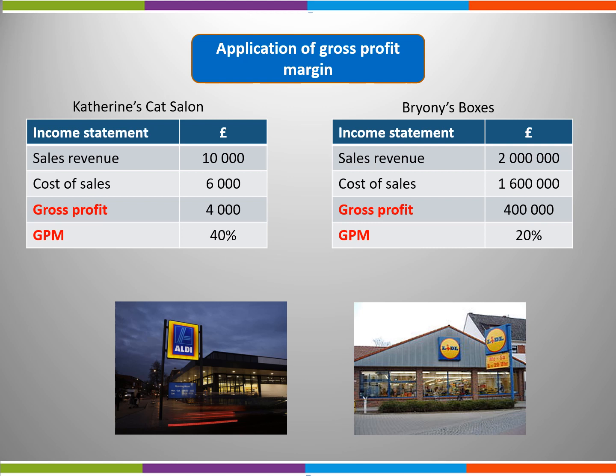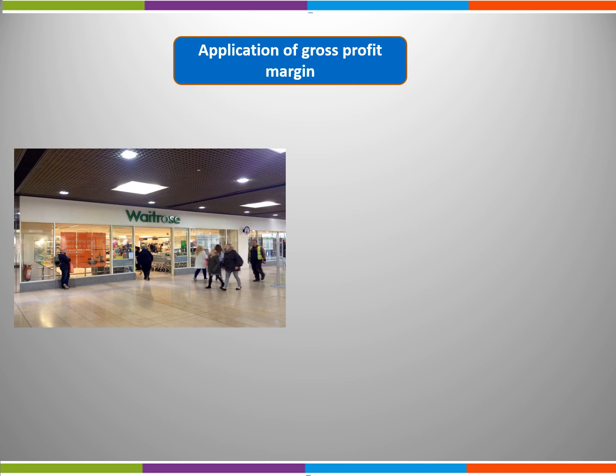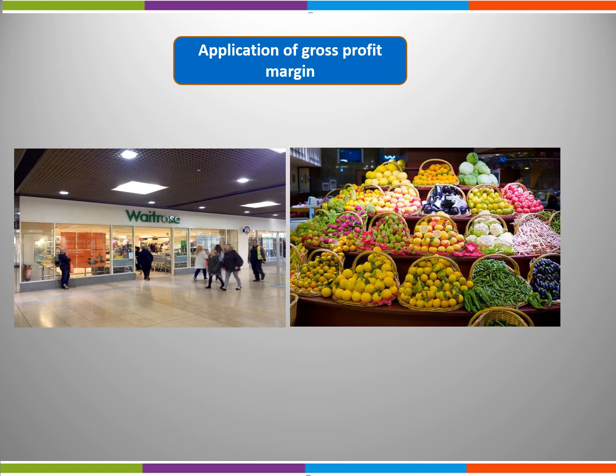Supermarket chains such as Aldi and Lidl charge lower prices but sell en masse. For every product sold, they have a low gross profit margin. However, because they sell mass numbers, profits are high. In comparison, businesses such as Waitrose have a higher cost of sales, paying for better quality. For every product sold, they have a high gross profit margin. However, because they sell less, their gross profit is lower.